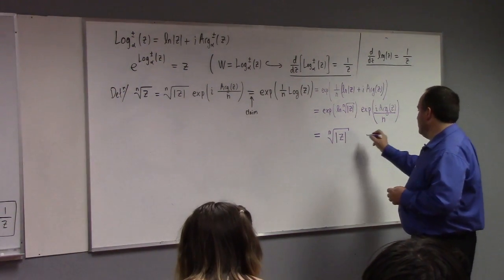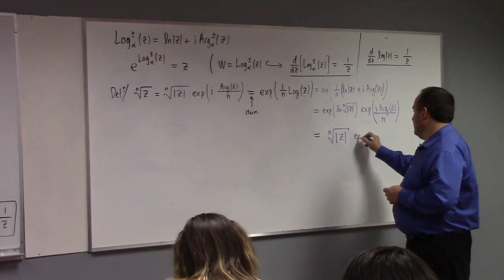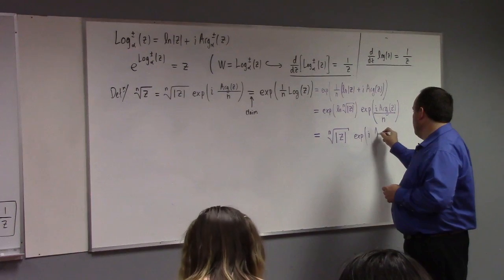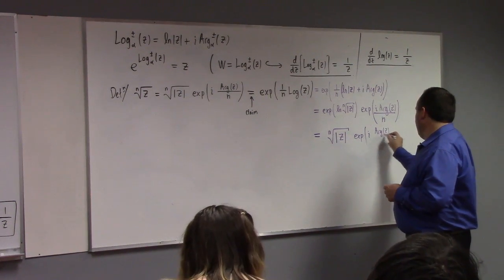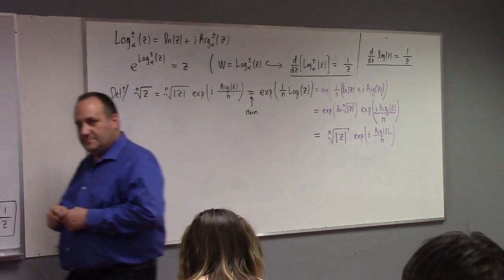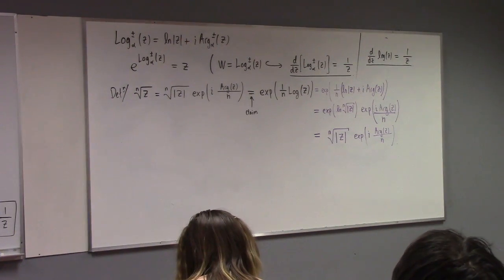But I think we're done. See, because this is our previous definition of the nth root function. Woohoo! Now, why did I do this? Why do we care?